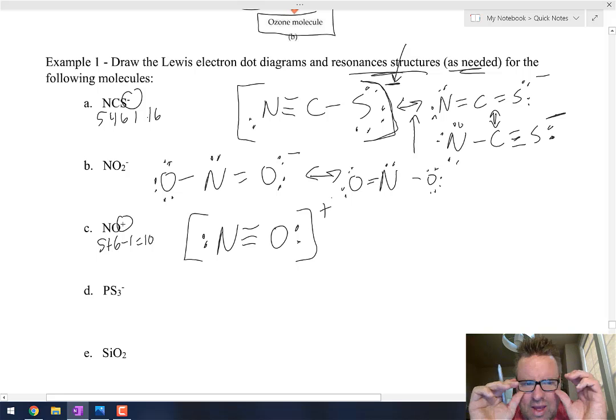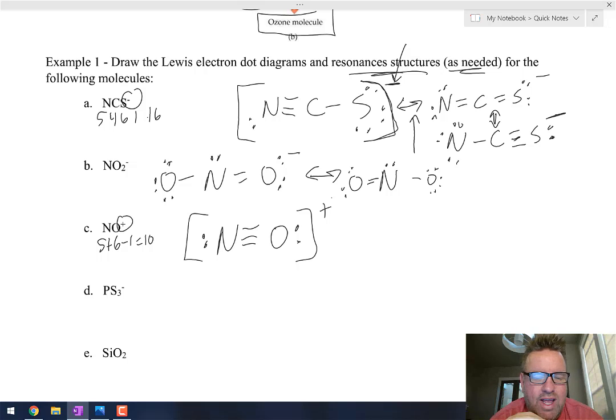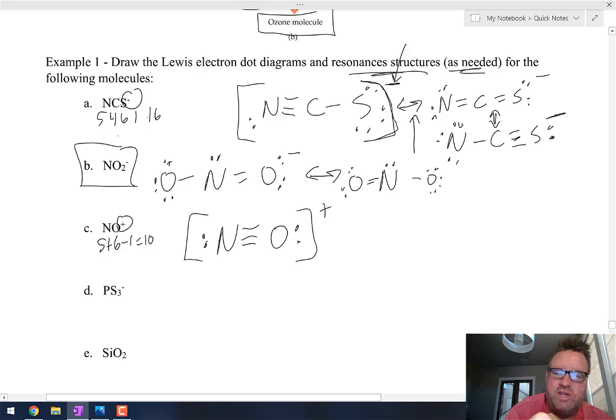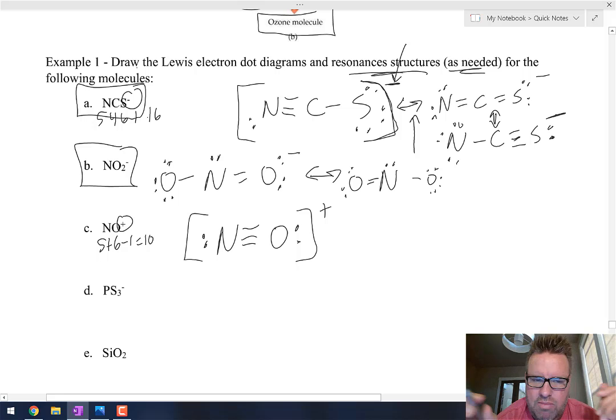Is there any other way to draw NO where both of them have 8 electrons? No, there is not. So we could say that NO is not best represented by resonance structures. Where NO2 minus, the best representation is with resonance structures. NCS minus, the same thing.